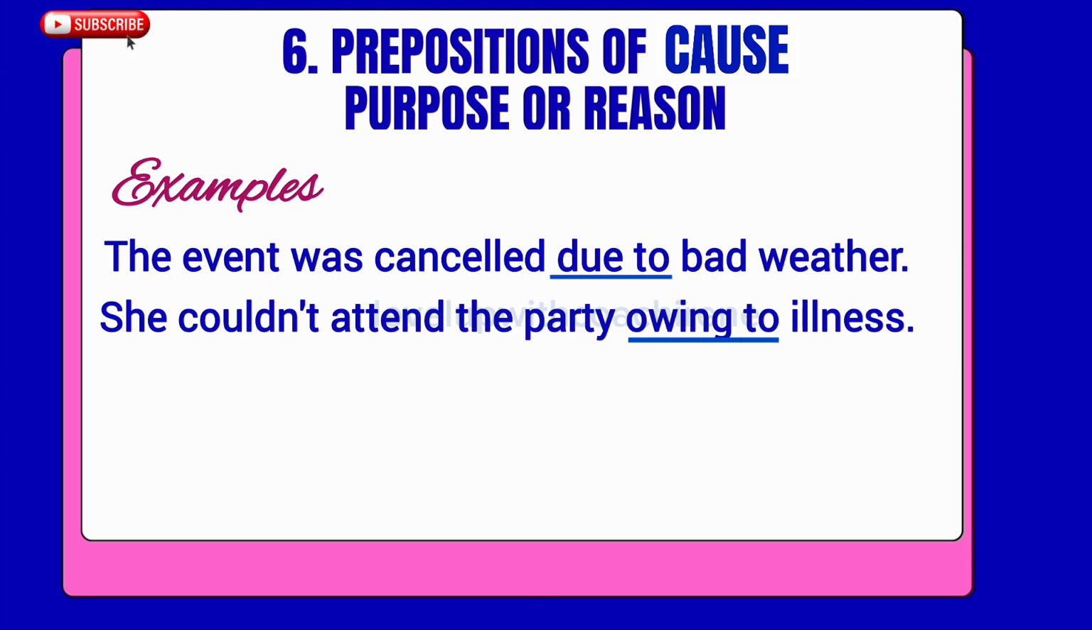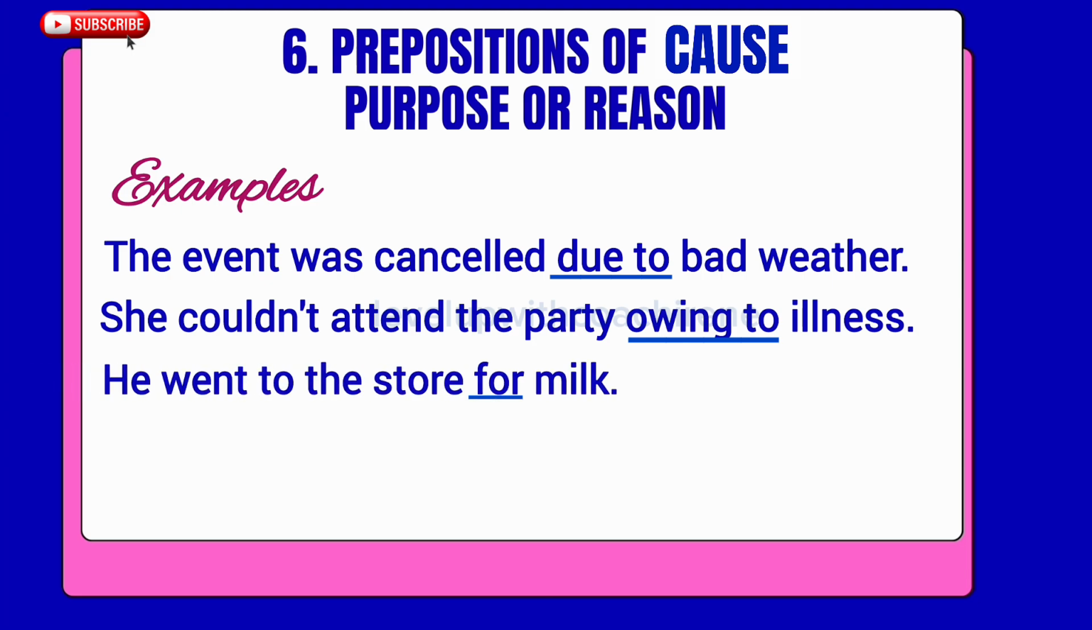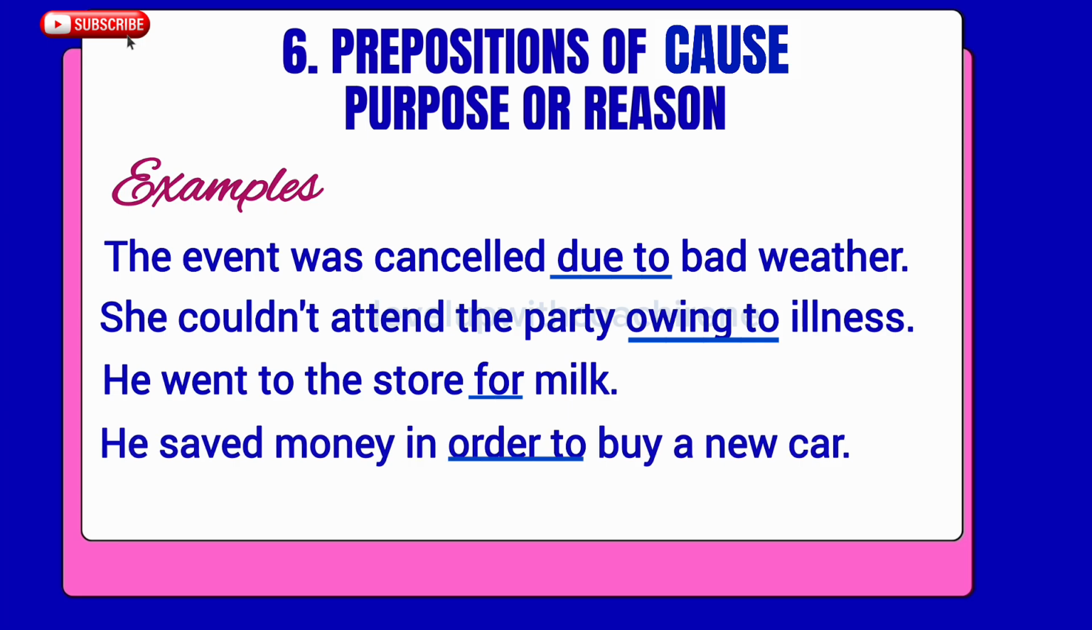She couldn't attend the party owing to illness. He went to the store for milk. He saved money in order to buy a new car. These prepositions explain why something happens or for what purpose an action is taken. They help to clarify the motivation, goal, or cause behind actions and events.